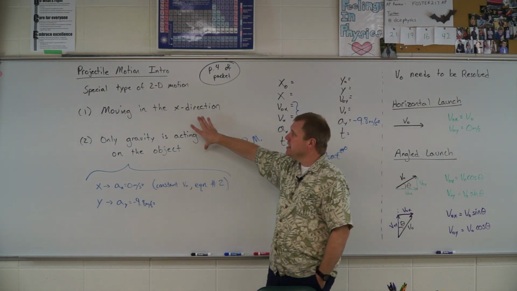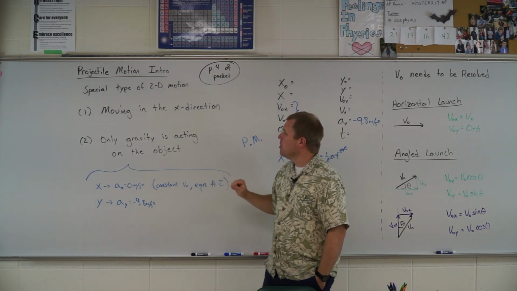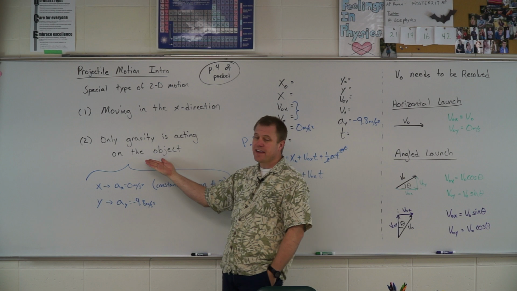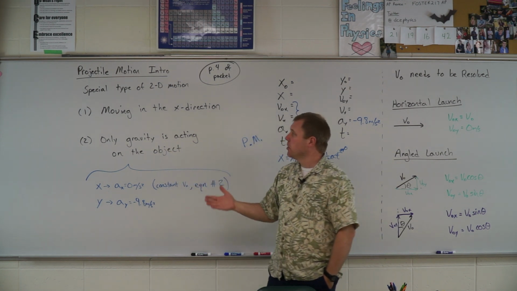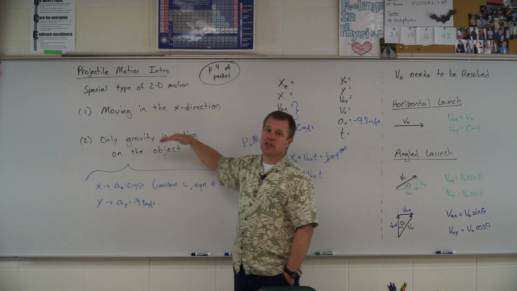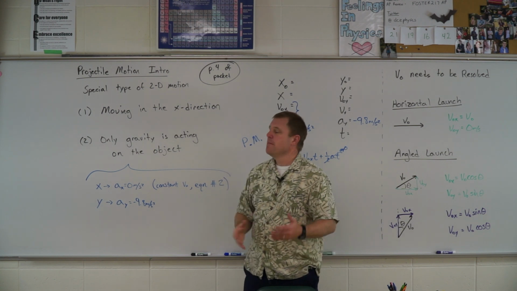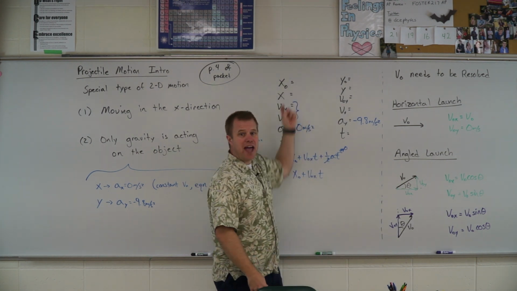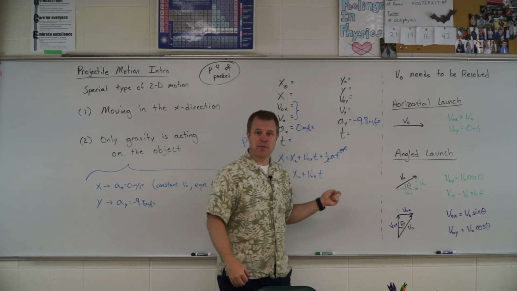And so the two conditions for this type of 2D motion are that it's got to be moving in the x direction, and the only thing acting on it is gravity. So moving in the x direction, free fall in the y direction, means I'm moving in both the x and y directions, meaning I'm going to have to list my x and I'm going to have to list my y.